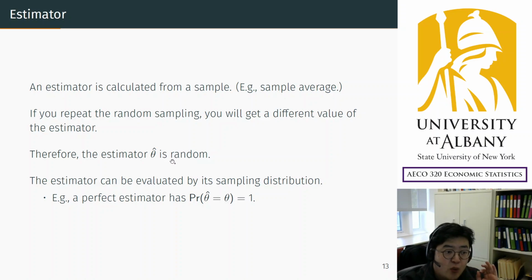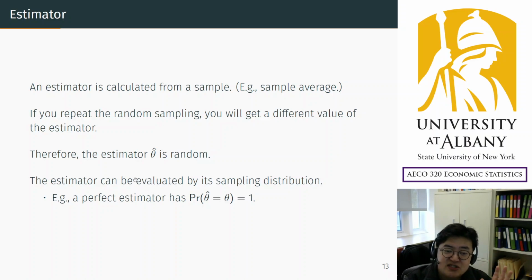So our criteria for a good estimator should depend on the sampling distribution of this estimator, right? For example, we learned a sample average will be approximately normal distribution with specific mean and variance. So that will be our criteria for determining what is a good estimator.